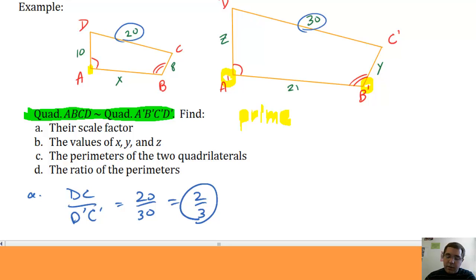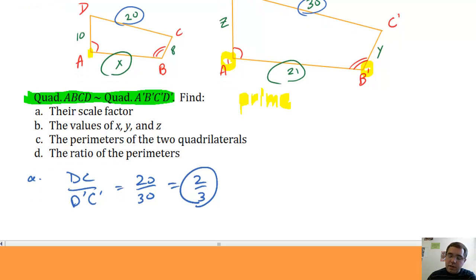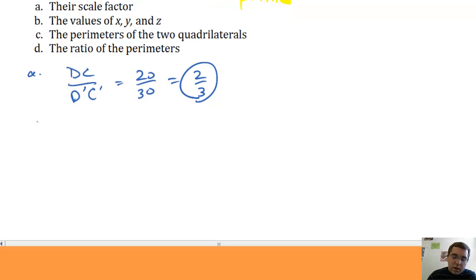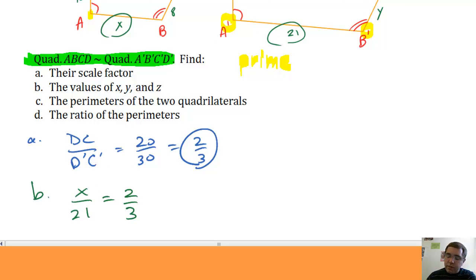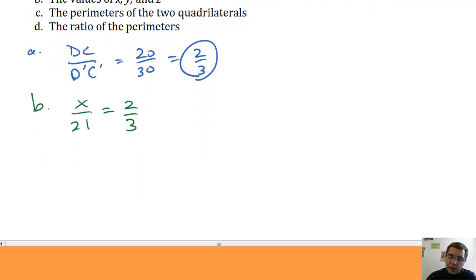So, for example, x corresponds with the 21 over here. So we're going to set up a proportion in order to solve for x. We're going to say x over 21 equals 2 over 3. I need to make sure that I write it in the right order. X is for the left polygon, so the 2 needs to go on the top because it corresponds with the left polygon. So x over 21 equals 2 over 3.